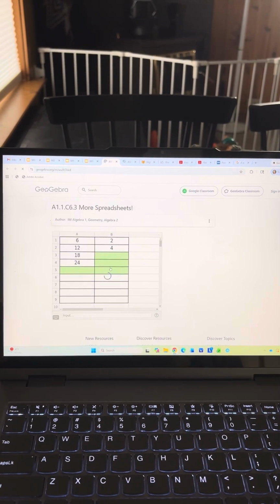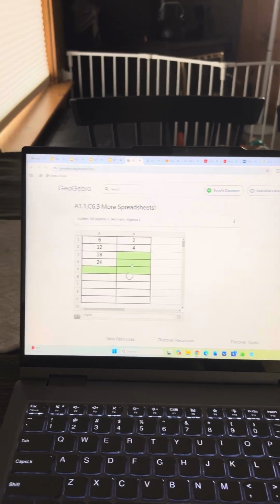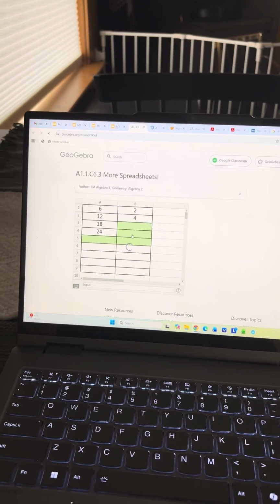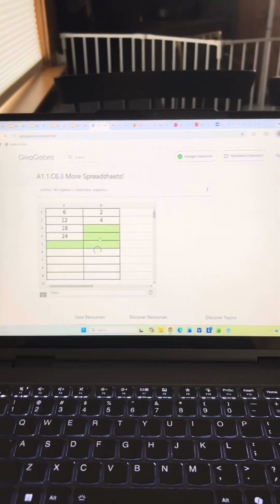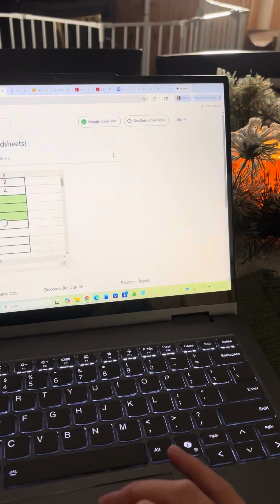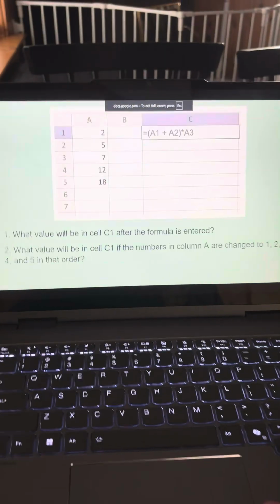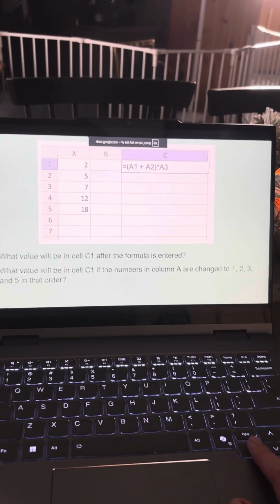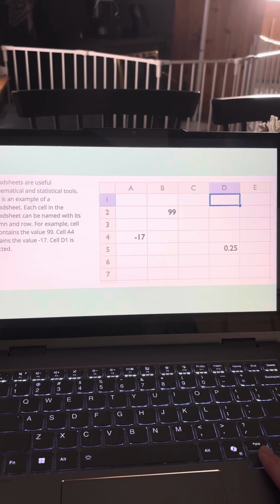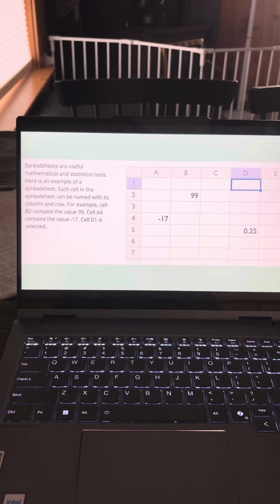So we're starting to learn how to use spreadsheets, and that's all this lesson is about, is how to use spreadsheets. You just have to play around with it and answer the questions. And then it'll teach you how to do some calculations in a spreadsheet. And then this is just notes.